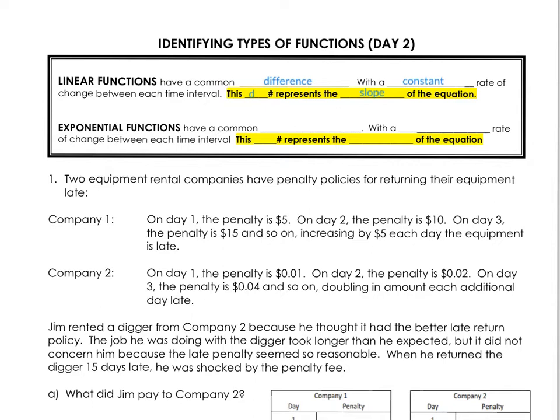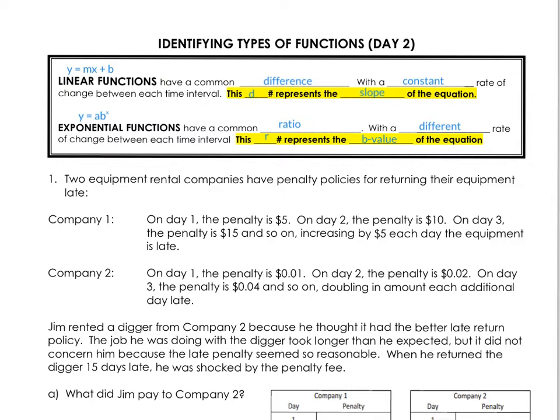Exponential functions have a common ratio with a different rate of change between each time interval. The r number represents the b value of the equation. Now, just as a reminder, I'm also going to write the equations above them. Linear functions, remember, the equation is y equals mx plus b, and exponential functions, the equation is y equals ab to the x power. So now we're going to start looking at some questions relating to linear and exponential functions.